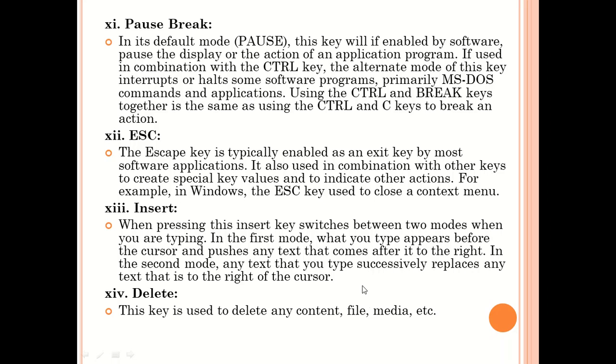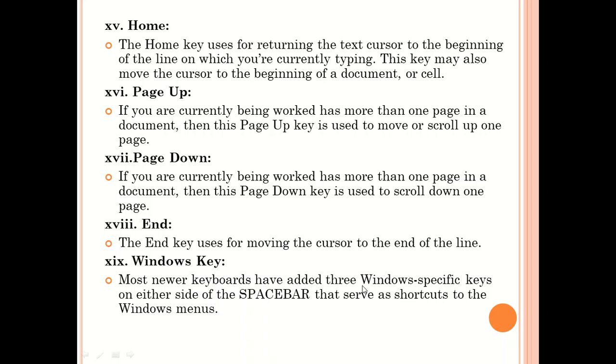Then we move further. You have the home key, and the home key is basically used to return the text cursor to the beginning of the line on which you are currently typing. So in case you want to go back to the beginning of that line, you use the home key. Then you have the page up. Page up moves one page upward, and then page down moves one page down. Then you have the end key to move the cursor to the end of the line. The home key moves you back to the beginning of the line, but the end key moves you to the end of that line.